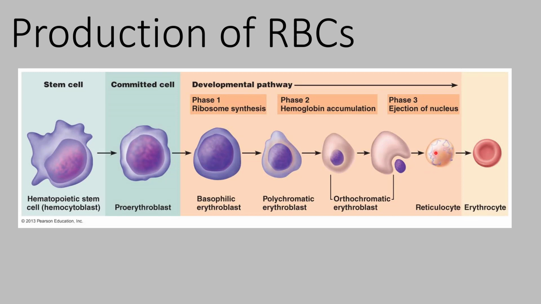And now we exit the bone marrow. Sometimes the reticulocyte exits the bone marrow, but definitely by the time we get to a fully developed erythrocyte, we have left the bone marrow and are circulating in the blood. It is not uncommon to find some reticulocytes circulating in the blood. But erythrocytes, that is the final product.